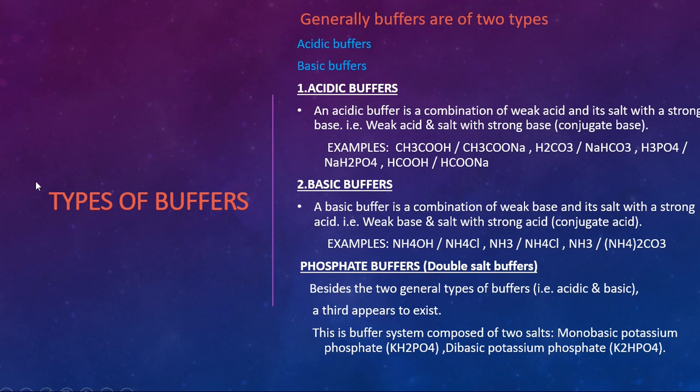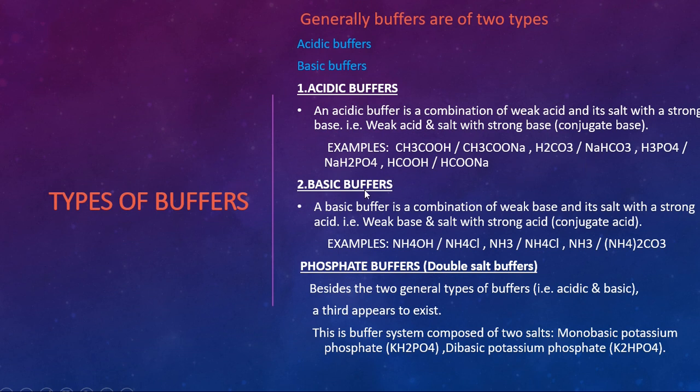Then what are the types of buffers? Generally we have two types of buffers. One is the acidic buffers and another one is the basic buffers. Acidic buffers obviously consist of a weak acid and its conjugate base. A weak acid and its salt with a strong base is called an acidic buffer, and all these are going to be the examples.